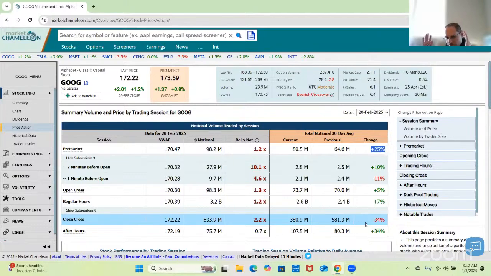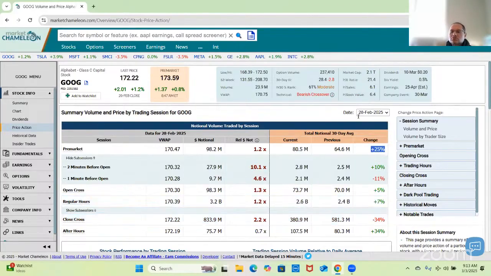So this is just another metric to keep track of. Is overall trading dollars picking up in Google or going down? Is interest in trading activity going up or down if we compare it on a month-to-month basis? And this is also keeping track by session. Okay, so for sure, pre-market trading in the last 30 days is up 25%.